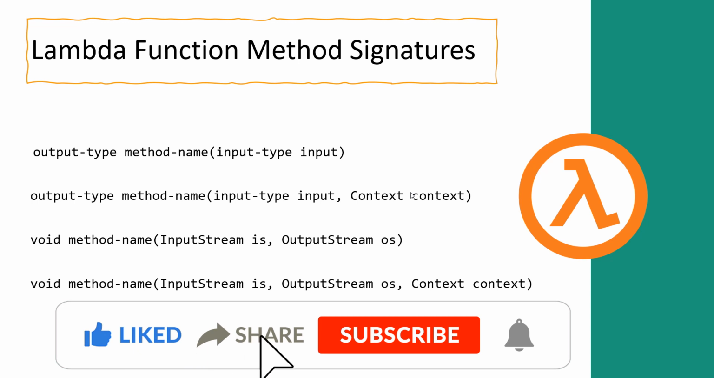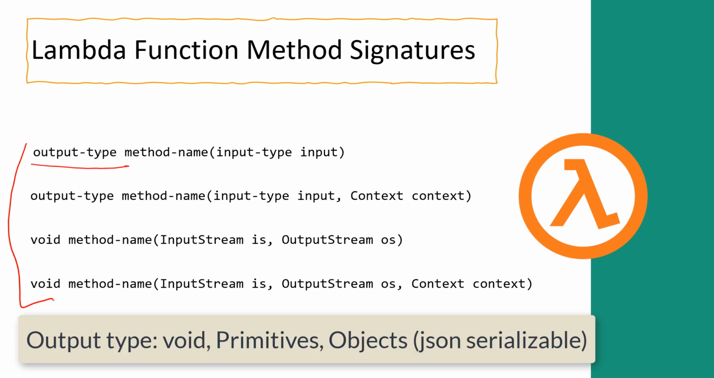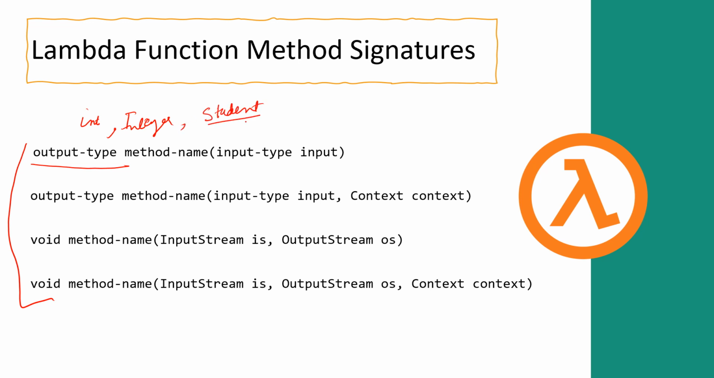Now let's look at the method signatures for Lambda. A valid method signature should match any of these four values. Here, the output type can be a Java primitive, such as an integer, or it can be any object, let's say the Integer class, or your custom object such as a Student class. Just make sure that whatever you are returning can be serialized to JSON.